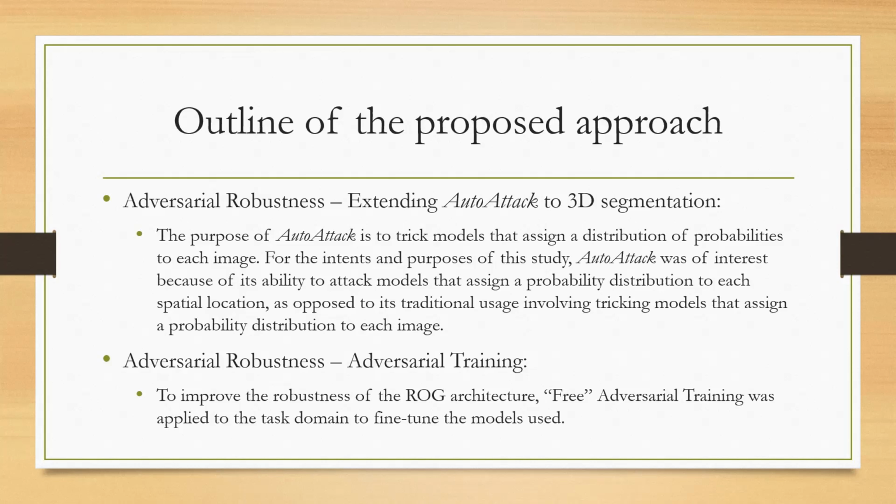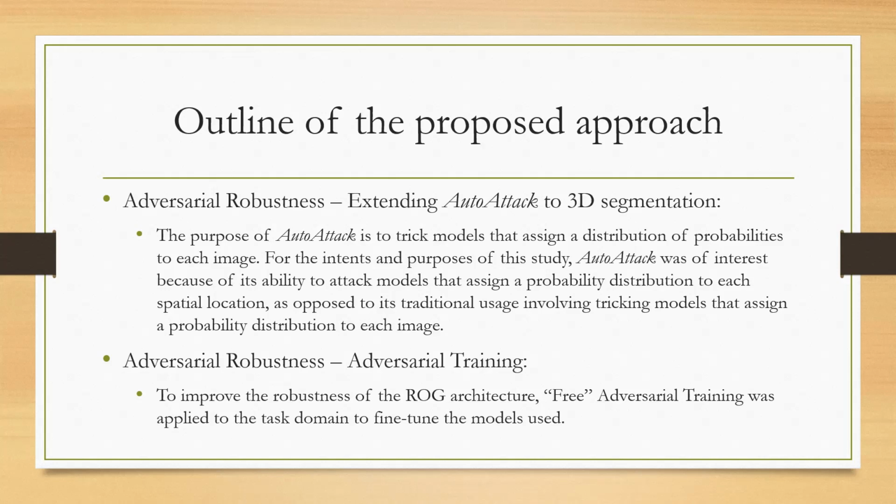So the first one, the outline of extending AutoAttack to 3D segmentation, can be explained by first understanding the traditional usage of AutoAttack. So they state that AutoAttack is used to trick models that assign a distribution of probabilities to each image. However, the authors are interested in attacking models that assign a probability distribution to each spatial location, as opposed to the traditional usage of AutoAttack.